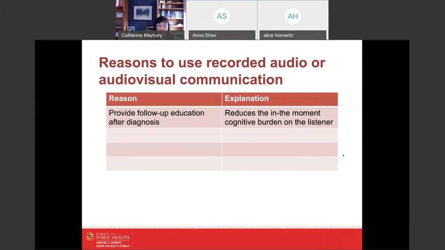So a video can help them process the information at their own pace, and they can share it with family and friends to get their support. And a video may provide answers to questions that they didn't think to ask when they were diagnosed.